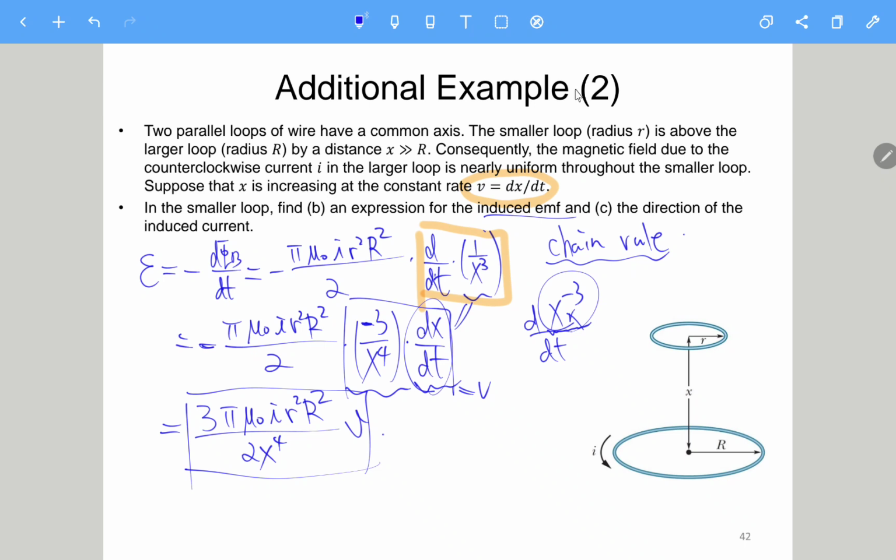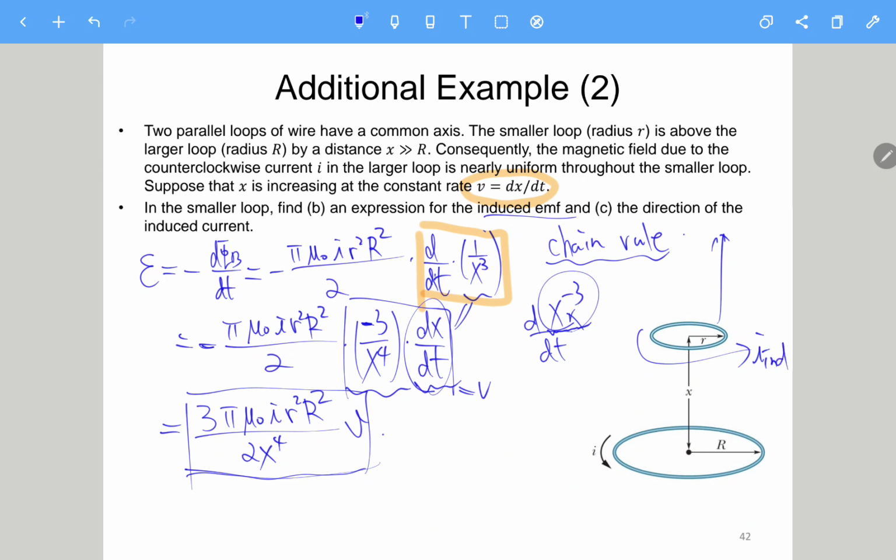Okay, so the third question is, what is the direction? You can determine it by the polarity of the answer. This is positive, so this is the positive direction. And then using the right hand rule, you use your thumb pointing upward, so this should be counterclockwise. This is I induced.